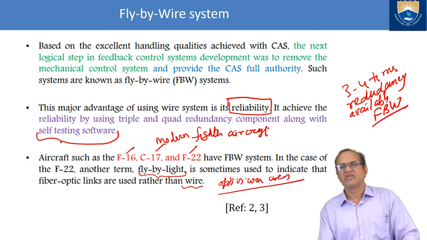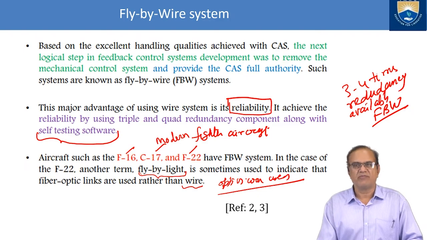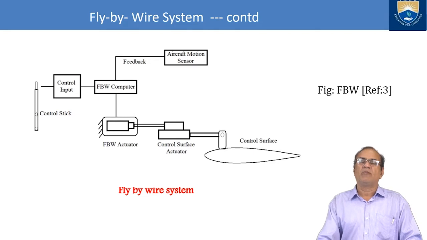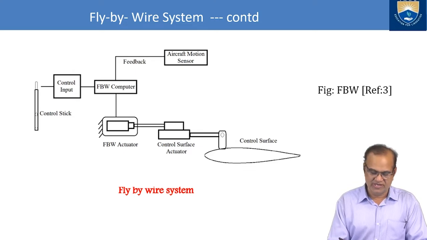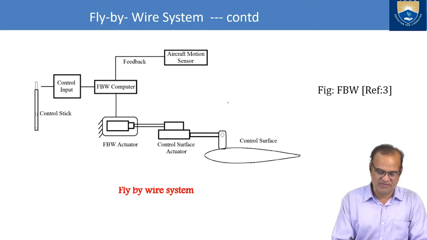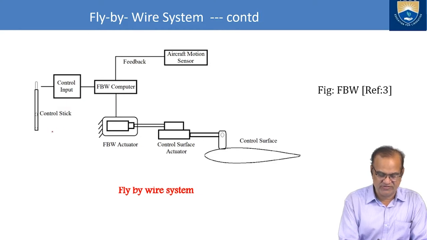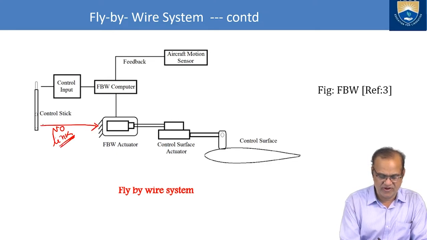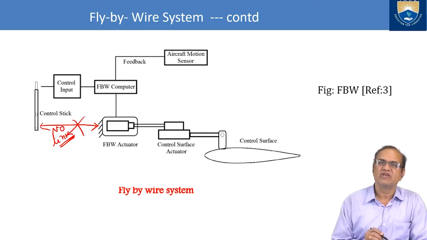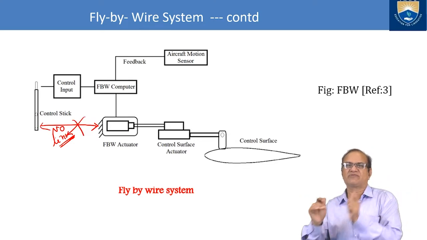So that is the benefit of this fiber optics. Now, the fly-by-wire system: we can see it is the same as I have shown you before in the CAS. In this CAS, what happened? It is not connected here. You can see here, no link. This rod is not attached from here to here. It is removed. So there is no mechanical linkage from the pilot.